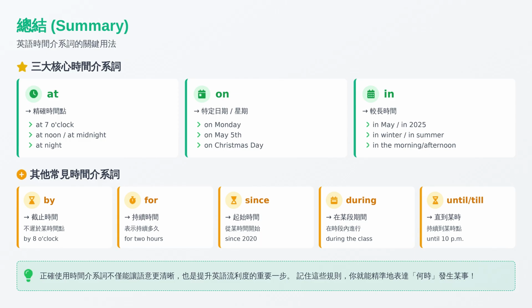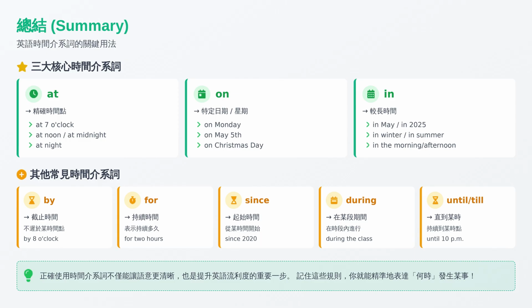Other common prepositions of time. By, deadline, no later than a certain time: by 8 o'clock. For, duration, indicates how long something lasts: for 2 hours. Since, starting time, starting from a certain time: since 2020. During, a certain period, continuing during a certain period: during the class. Until or till, until a certain time, continuing until a certain time: until 5 p.m.